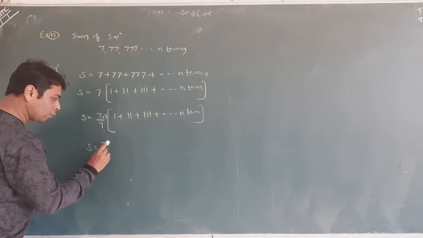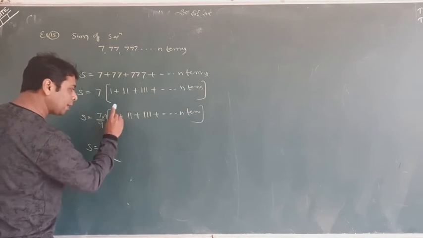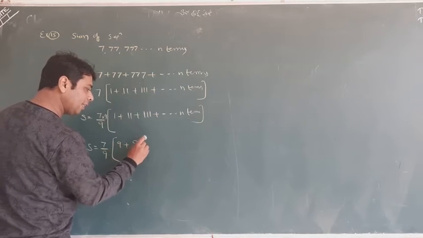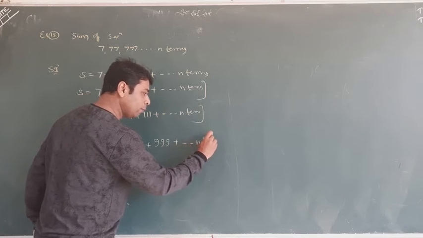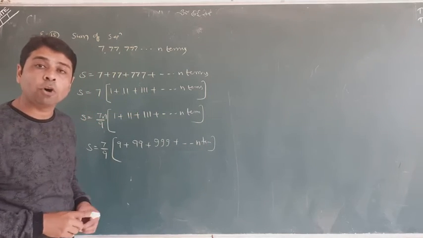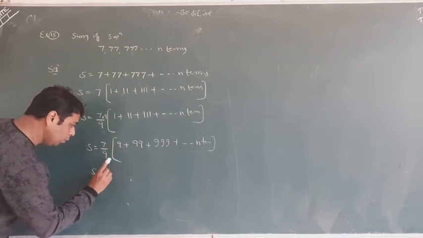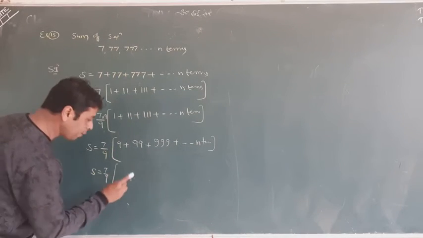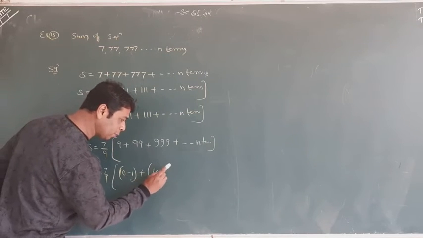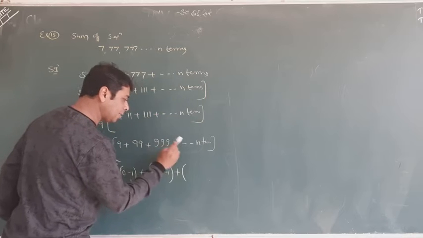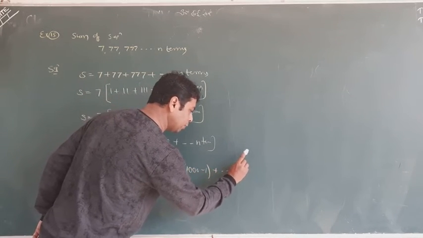I tell you one thing. We will multiply the numerator by 9 in all the terms, like 9, 99, 999. Now what we will do is write 9 as 10 minus 1, 99 as 100 minus 1, and 999 as 1000 minus 1, and this will continue till n terms.